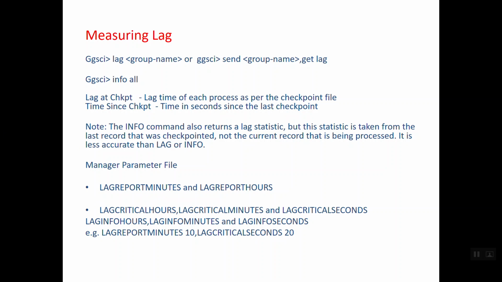We can send info messages as well as critical messages. There's an example at the bottom: lag report minutes 10, lag critical seconds 20. What it means is that every 10 minutes it will send a message to the ggs error.log file if any process has a lag of more than 20 seconds.